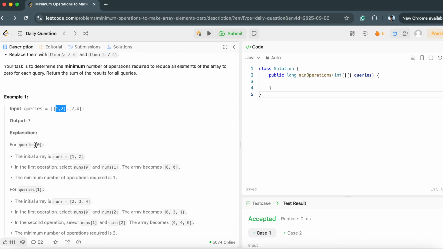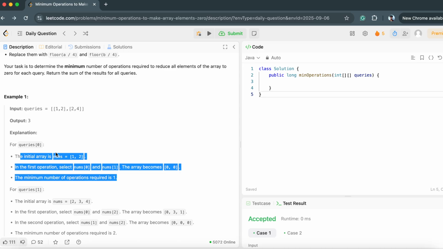Okay, so if we look at the first example, here query 0 has the range from 1 to 2, so only two elements that we have here. So nums of 0 and nums of 1, only those two elements we can pick, and we can divide them by 4, so the answer becomes 0 0 immediately in a single operation itself. So here it requires one operation to make array elements 0.